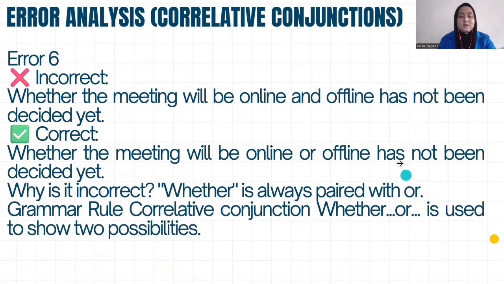Number 6 is: whether the meeting will be online and offline has not been decided yet. The correct one is: whether the meeting will be online or offline has not been decided yet. Why is it incorrect? Whether is always paired with or. Grammar rule: the correlative conjunction whether...or is used to show two possibilities.